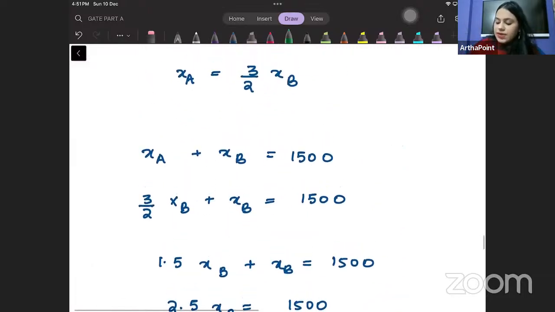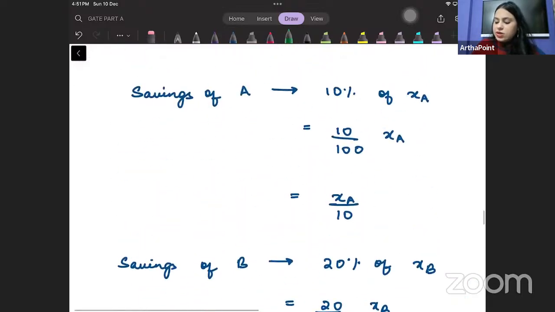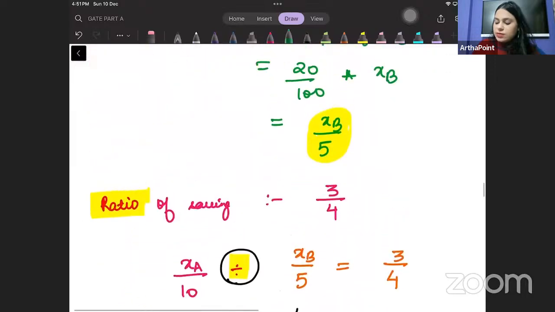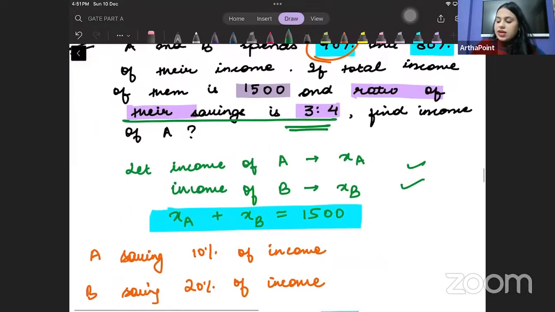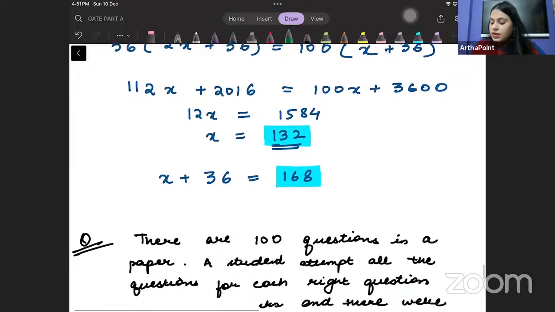XB plus XA 1500 है. XB आपका 600 आ रहा है बेटा. इसका सम 1500 है तो XA हो जाएगा 900. XA कितना हो जाएगा? 900. So answer to this question will be 900. क्या आंसर हो जाएगा इसका बेटा? 900. Am I clear? This is a very good question. Very very good question. ठीक है बेटा.